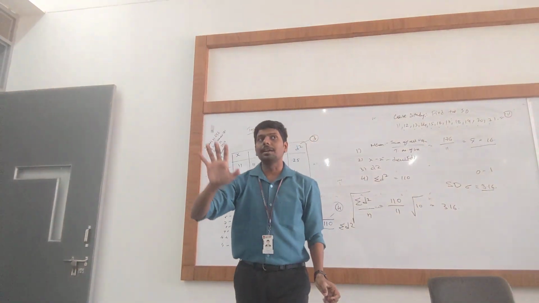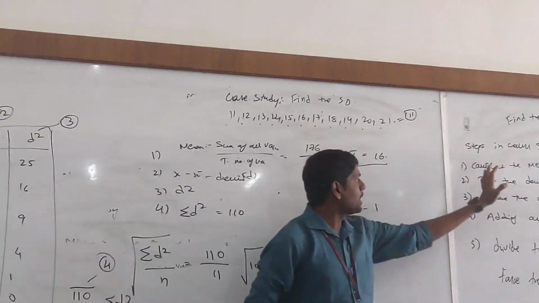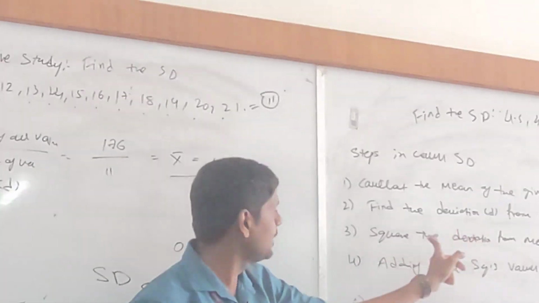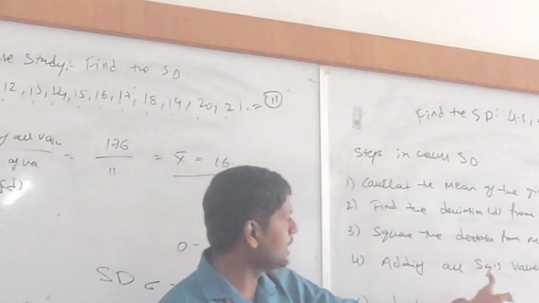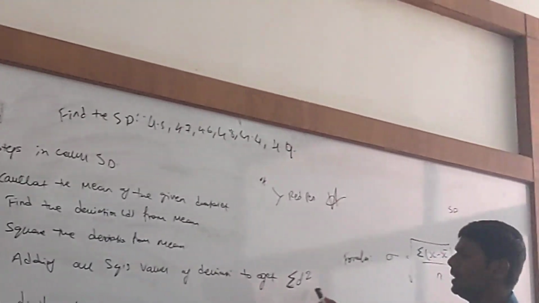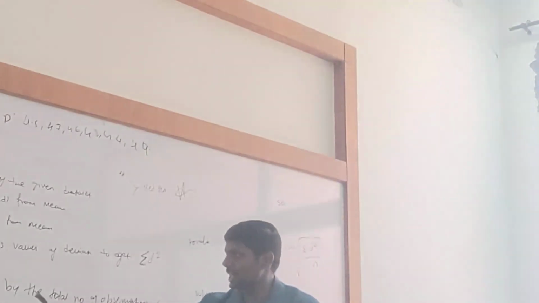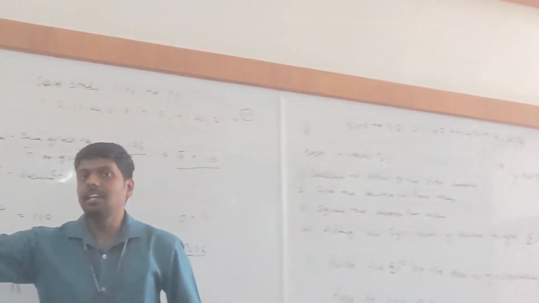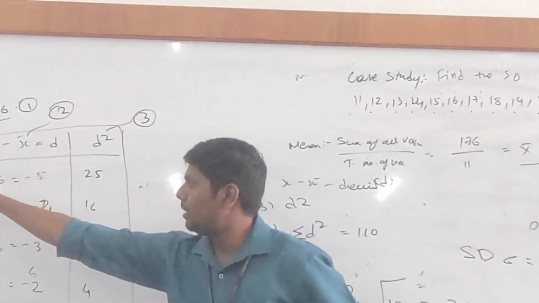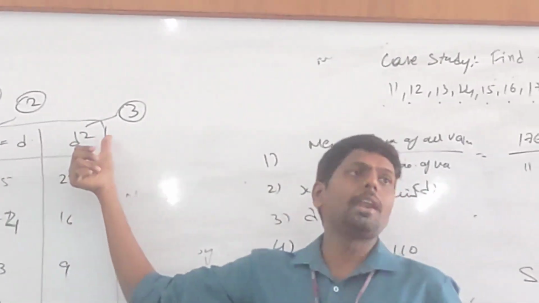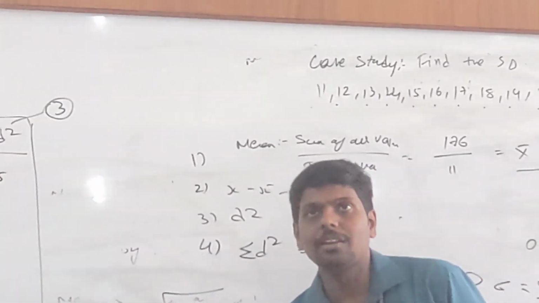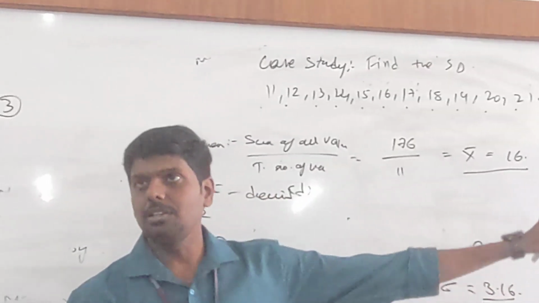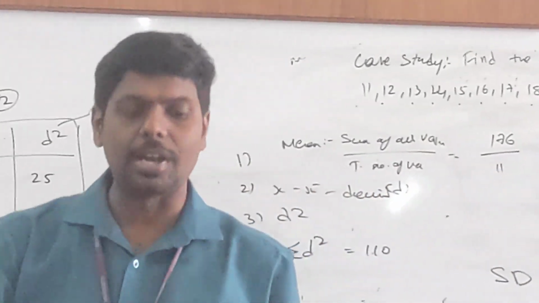Quick revision, students, to calculate the standard deviation. First, there are 5 steps. What are the 5 steps? Calculate the mean of the given data set. Find the deviation from the mean. Then square the deviation from the mean. Then add the squared deviations to get the sum of d square. Then divide the sum by the total number of observations and take the root of that value. So you need to make a table like this: x value, each value minus the mean value, and the square of the value. Then take the sum of the squares and take the root of it. That's it. You will get the standard deviation. So use it. Take a photo of these steps and calculate yourself, and I will let you know the correct answer.